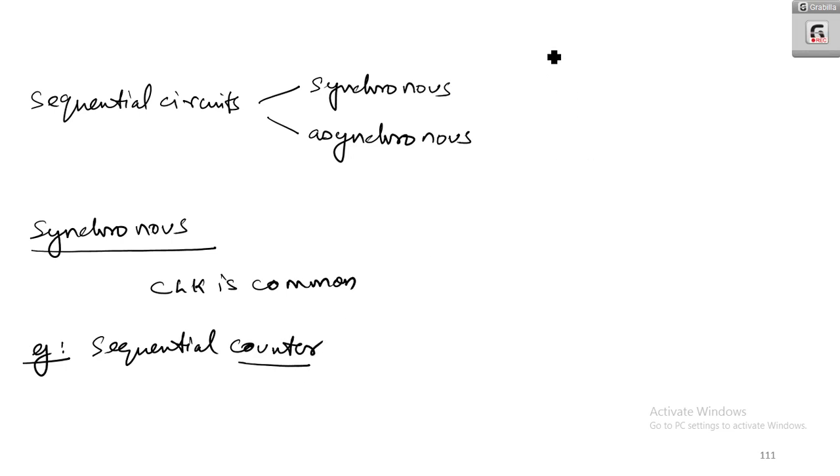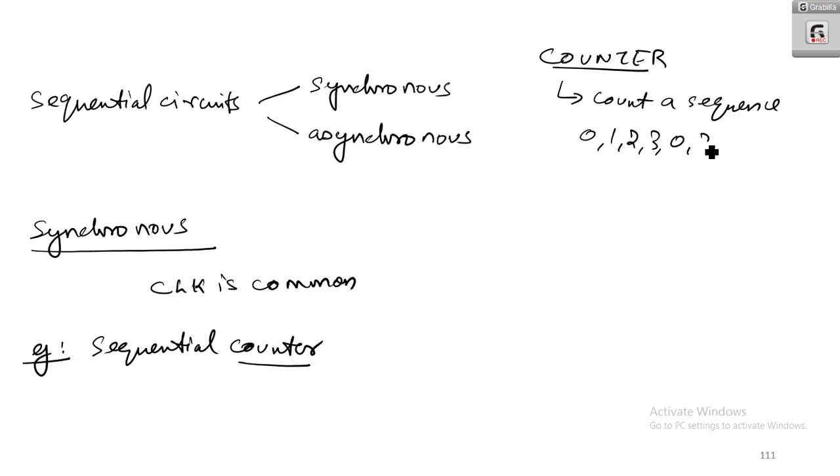Now coming to the word counter. So what is basically a counter? Counter means it is used to count a sequence. It is used to count a given sequence. For example, the sequence can be 0, 1, 2, 3, again 0, 1, 2, 3, etc. Or it can have another sequence, say 5, 1, 3, 7, again 5, like that.